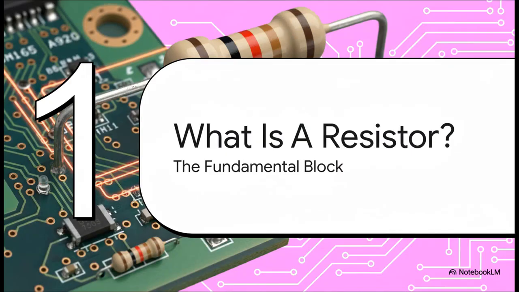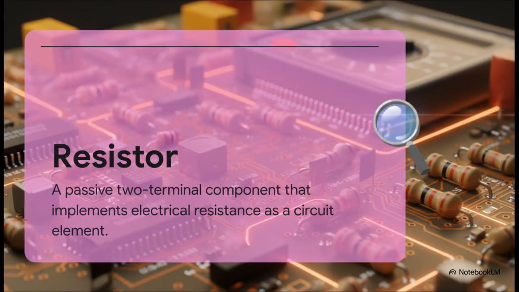So, first up, what is a resistor? It seems like a simple question, right? But if you really get the why behind this component, all the math that comes later just clicks. It makes so much more sense. Okay, so there's the official textbook definition. Passive just means it doesn't create energy. It can't add power to a circuit. Its whole purpose in life, its one and only job, is to resist or limit the flow of electric current.